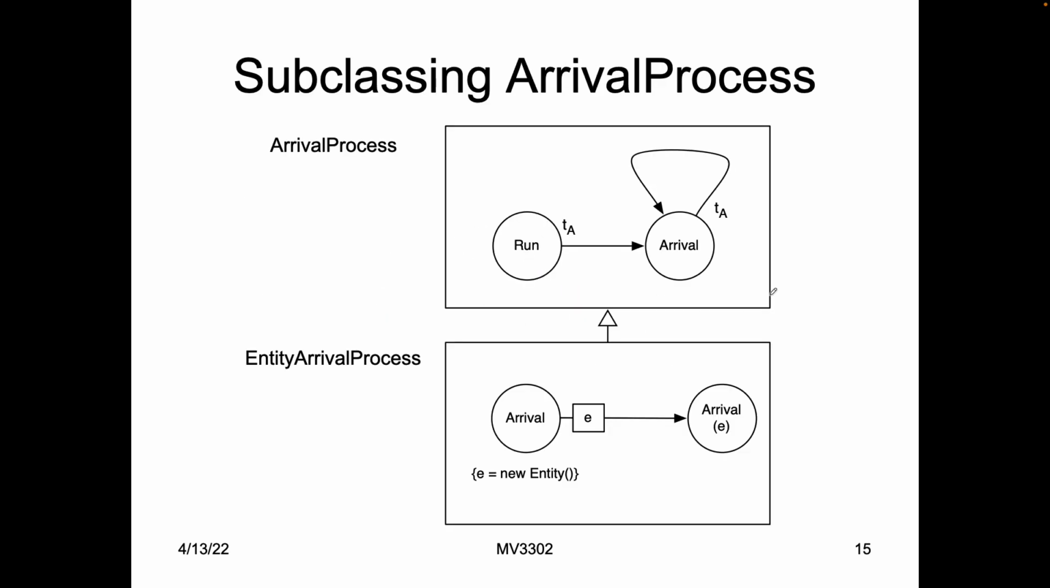And of course, the lazy way is to simply subclass our arrival process. And so our entity arrival process will simply have an arrival. It'll call the superclass one, but instantiate the entity and schedule the arrival.